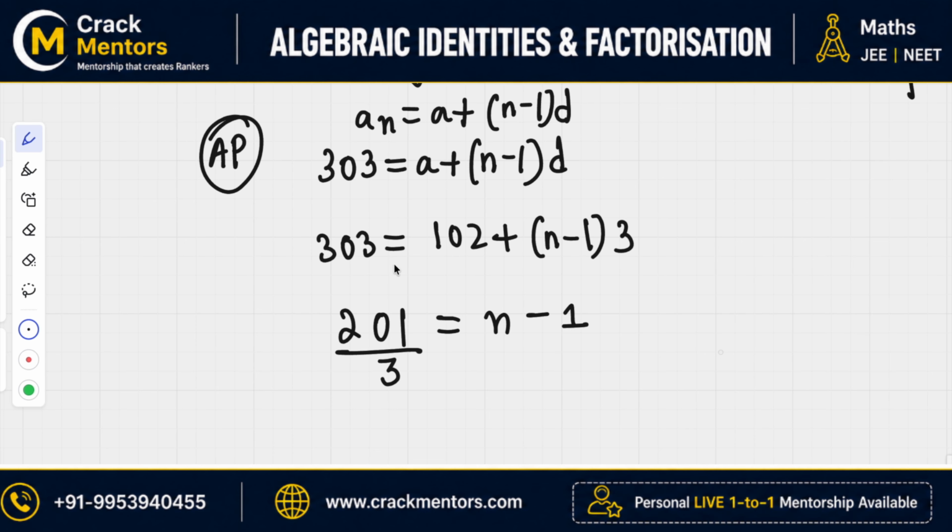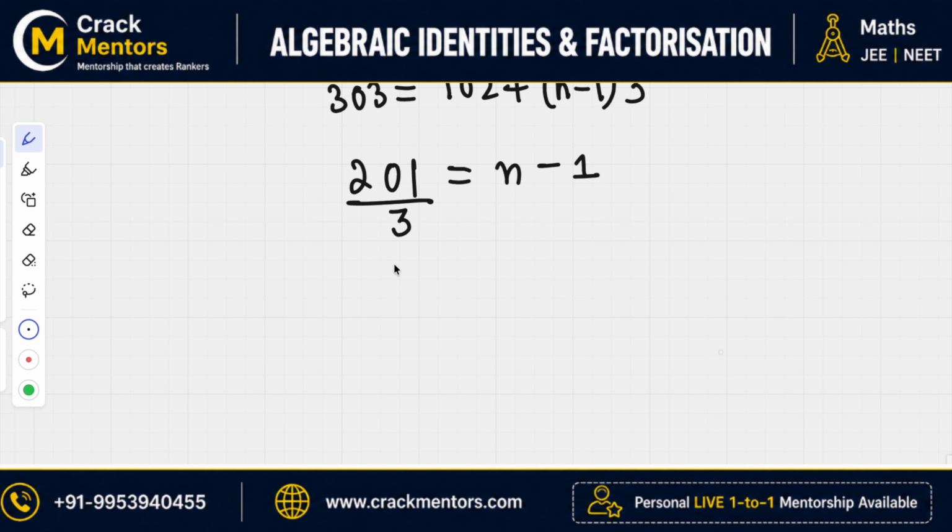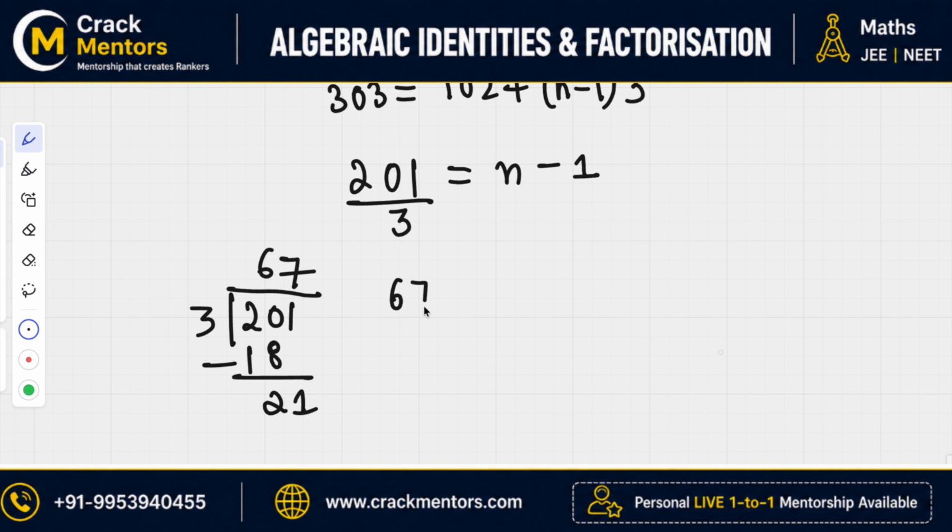Now obviously 201 is divisible by 3 because the sum of all the digits is a multiple of 3. There are a lot of ways to divide, but let's keep it very basic. 6 times 3 is 18, and then 21, so 7. So 67 plus 1 is your n. Therefore there are 68 terms.